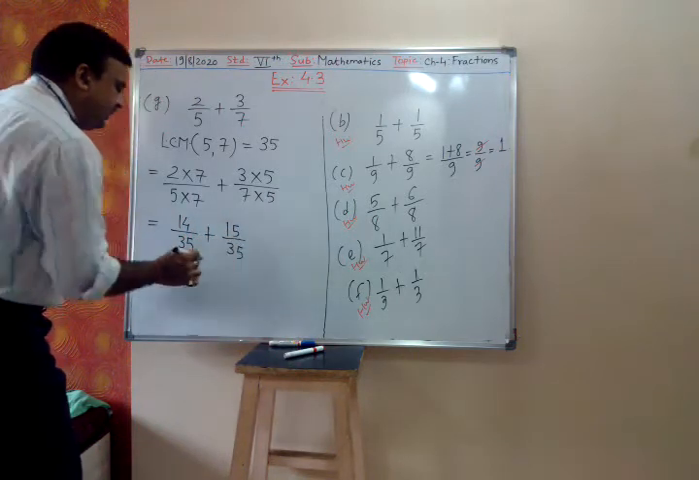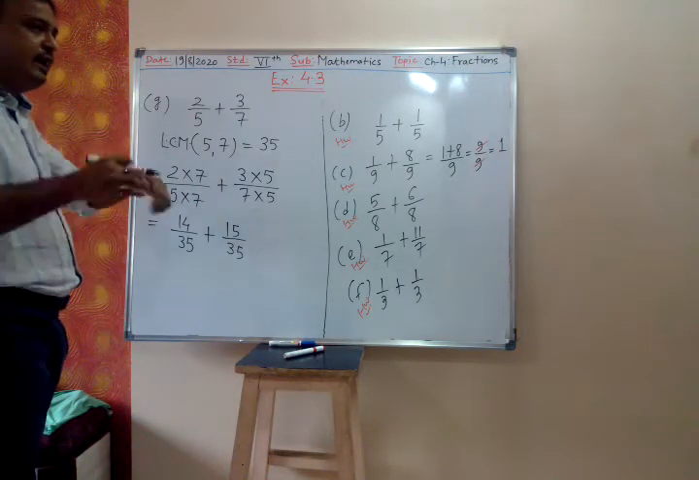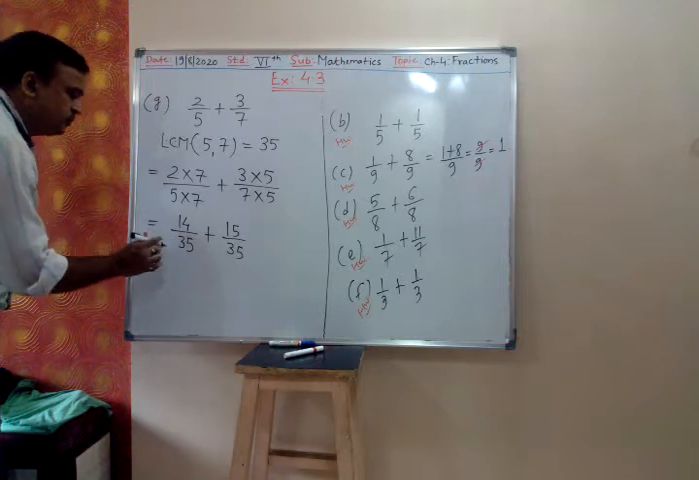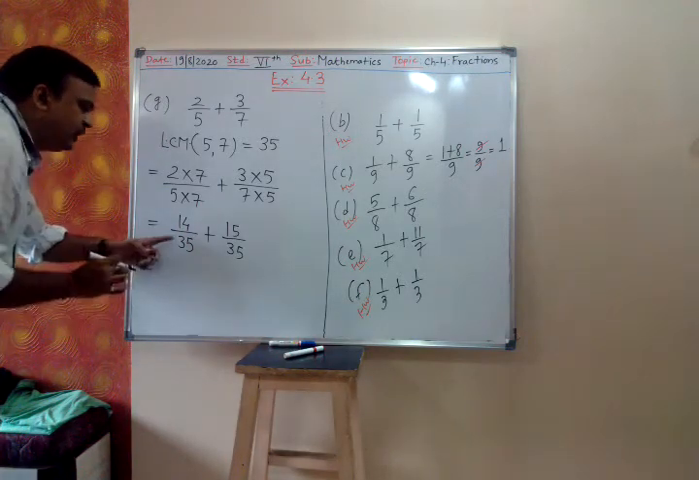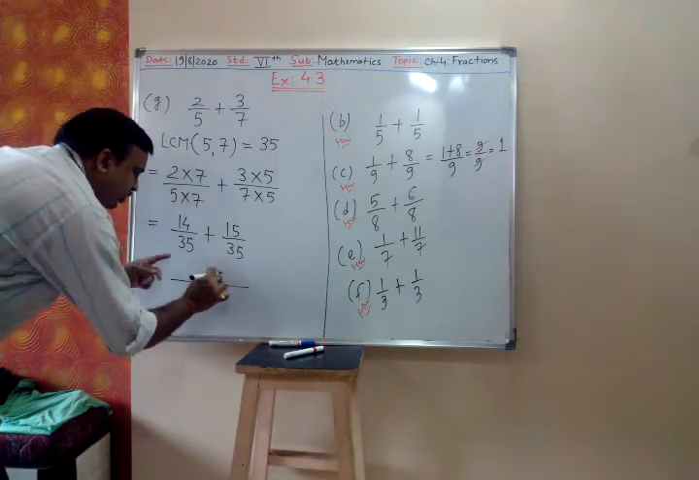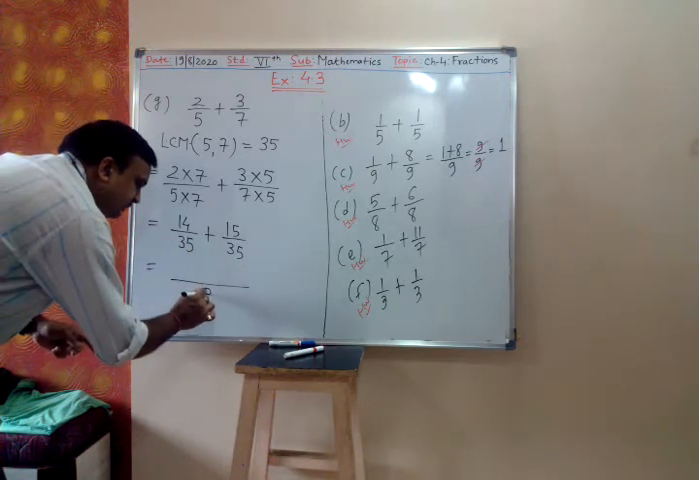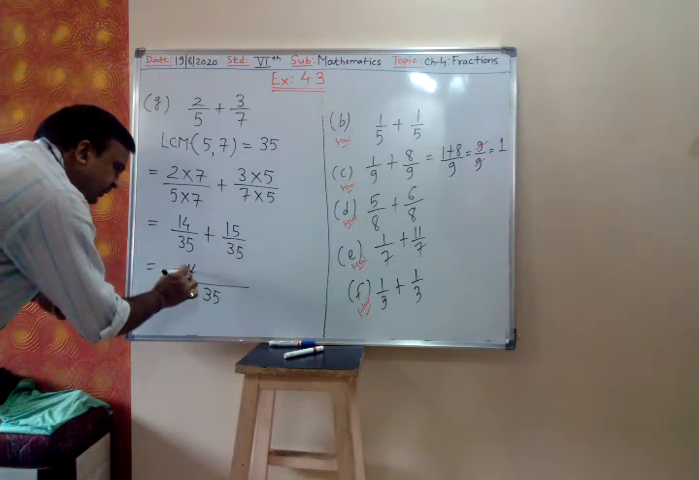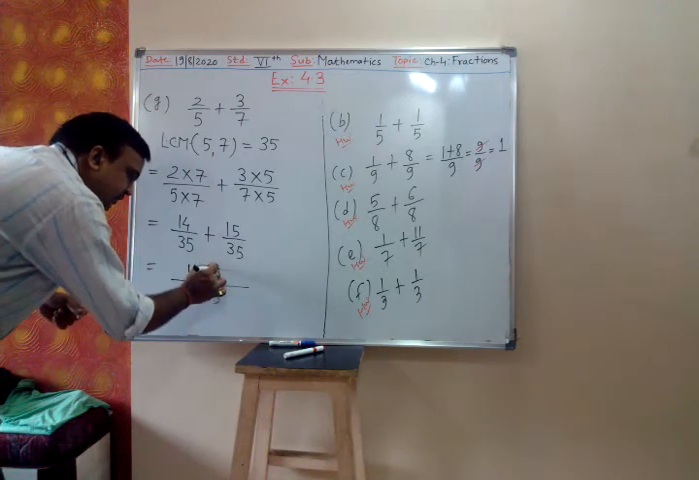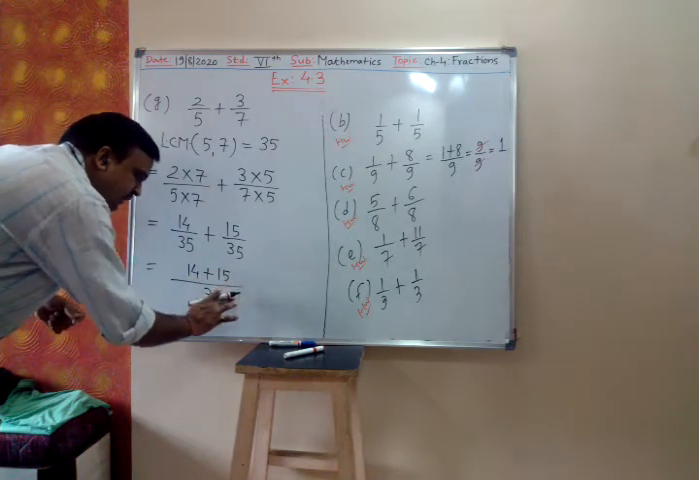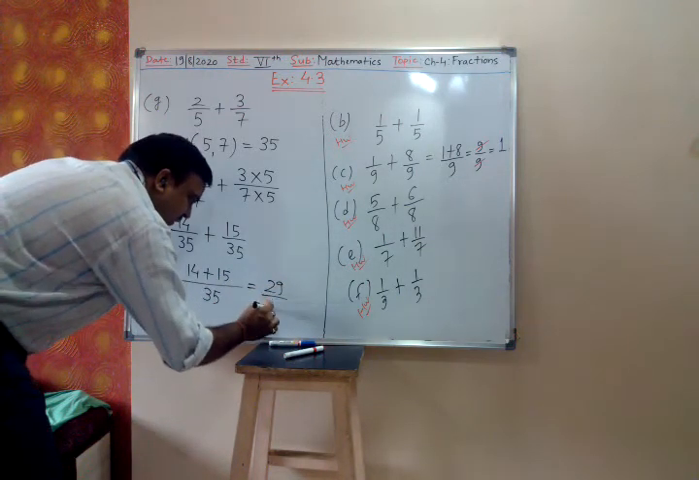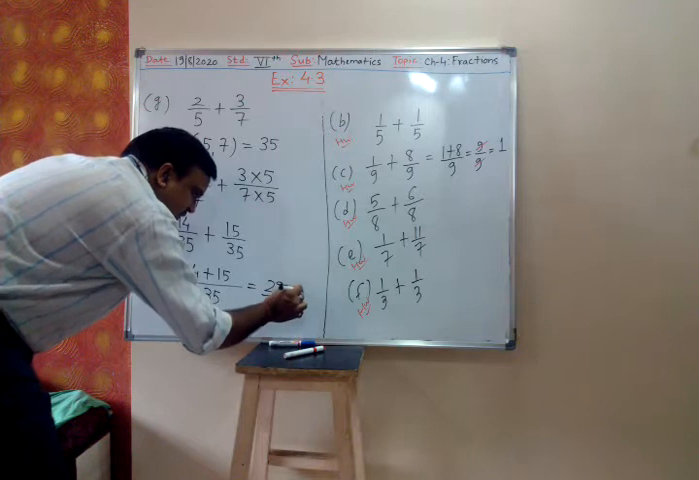So 14 upon 35 and 15 upon 35 are like fractions because the denominator is 35. So whenever you want to add two like fractions, we take the denominator 35 common and add the numerators. The numerator is 14 plus 15. 14 plus 15 is 29. The answer is 29 upon 35. This is the final answer.